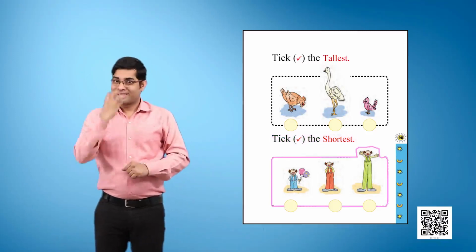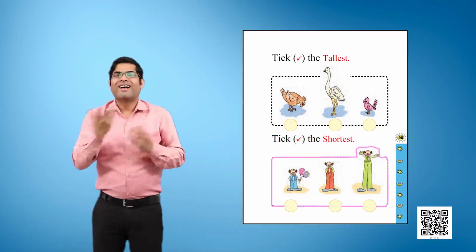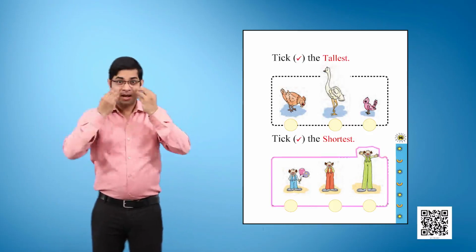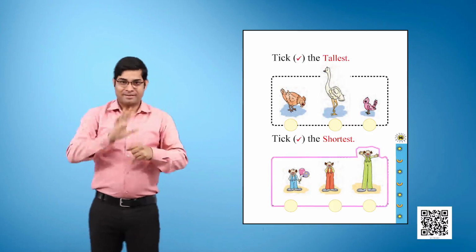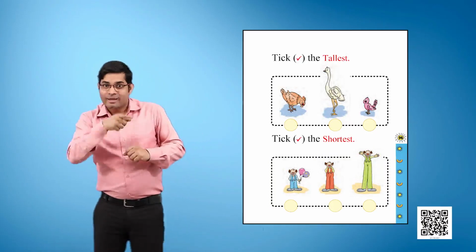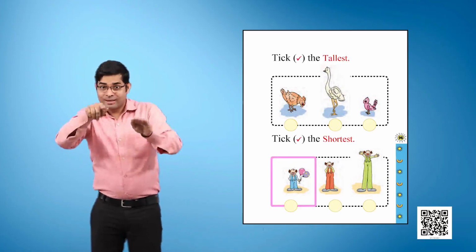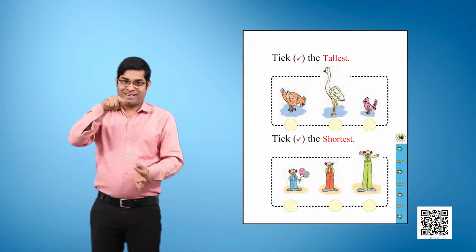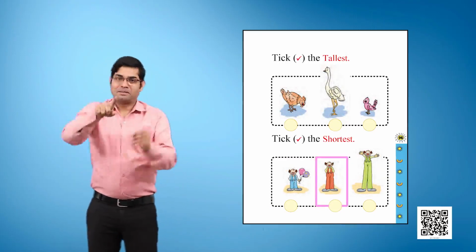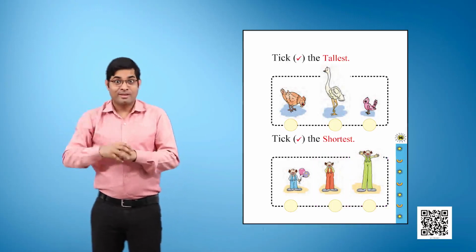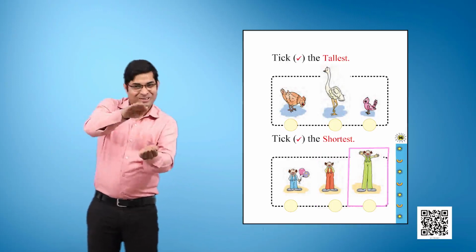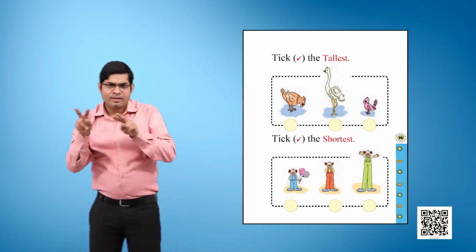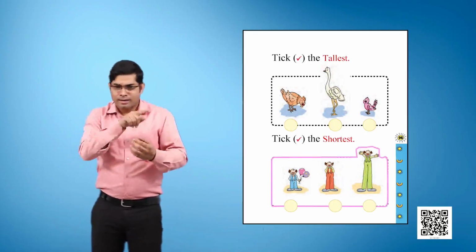Part 4. Picture shows 3 clowns. A clown is a performer who wears bright clothes and makeup and makes everyone laugh. Clown 1 is shorter than you. Clown 2 is as tall as you are. Clown 3 is taller than you. You have to tick and identify which clown is the shortest.